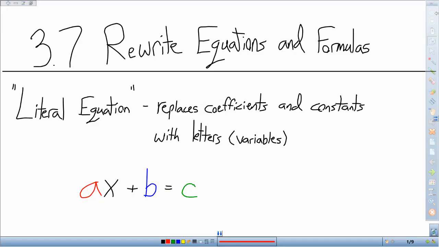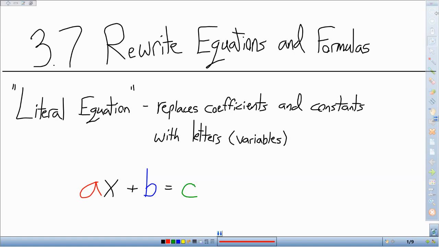Hey everybody. So today we're looking at 3.7, rewrite equations and formulas. The first big thing is the definition of what is called a literal equation. So go ahead and copy this, get our little example down there, and I'll show you what's going on.